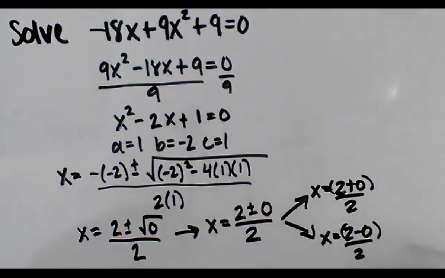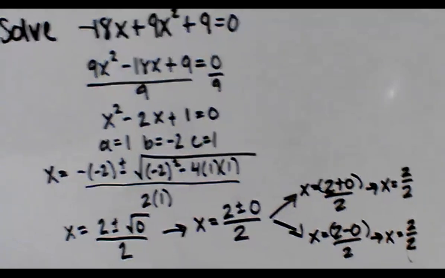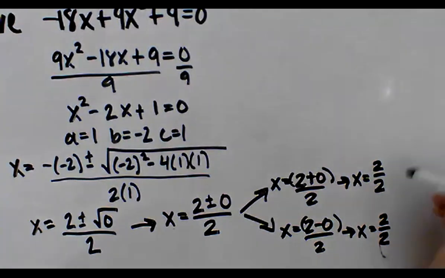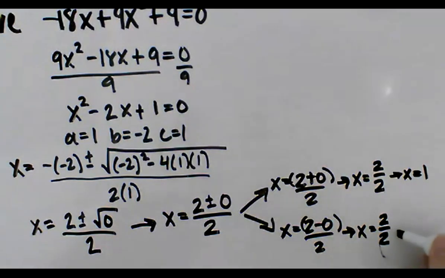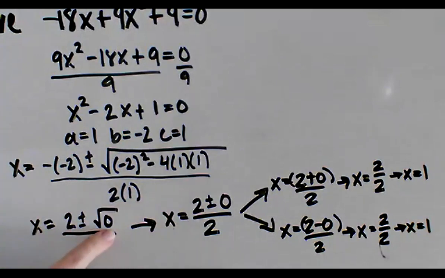Again, we have to do the numerator first. So we get x equals 2 plus 0 is just 2, and so is 2 minus 0. So all of a sudden, we end up with the same answer twice. So if I scoot this over to show you, we really end up with x equals 1 and x equals 1. So we get the same answer 2 times, and that happens when we have this 0 underneath the square root.